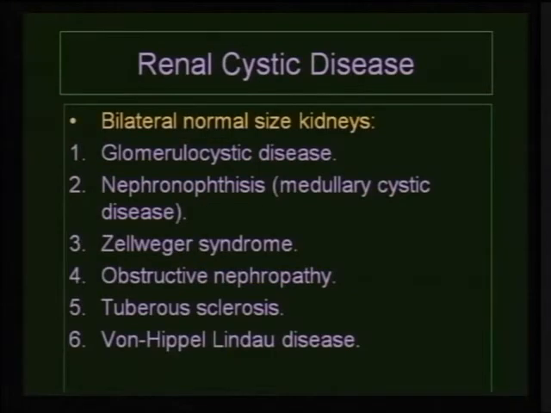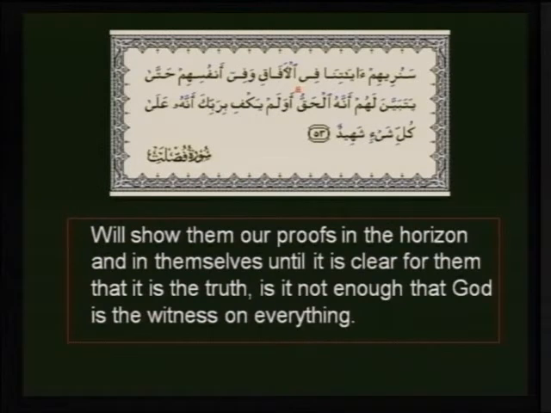If we have kidneys of normal size with tiny cysts: glomerulocystic disease, nephronophthisis, Zellweger, obstructive nephropathy, tuberous sclerosis, von Hippel-Lindau disease. Thank you very much.